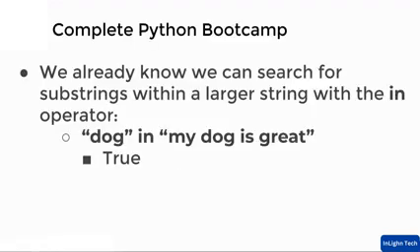We already know that we can search for substrings within a larger string with the in operator. Here's a very simple example. I could check if dog is within a larger string of text by saying the string "dog" in "my dog is great". And in this case, it would return back True.